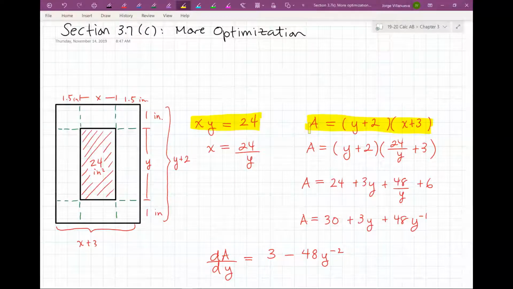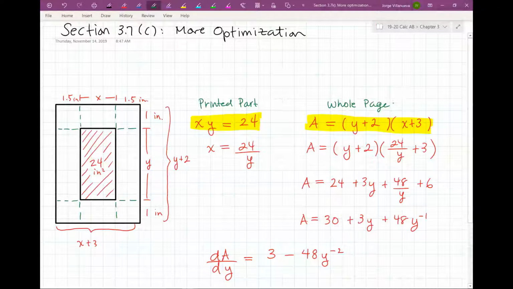We figured that we had to optimize the paper. Now the xy equals 24 is a formula for the printed portion, right? So this would have been the printed part, okay? And the area equals y plus 2 times x plus 3, this is the whole page. So we have to understand that those two equations, one is for one piece, one is for the other. They wanted us to figure out how to use the least amount of paper, so the whole piece of paper.